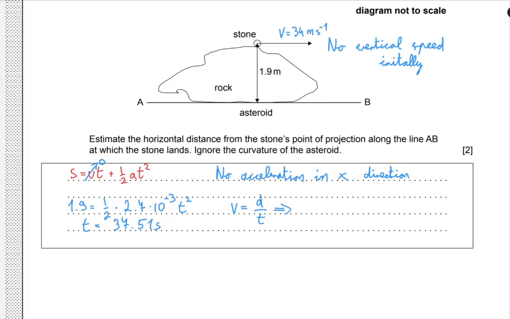So from this we can just see that if an object travels at constant velocity for some time t, then the distance it will travel is just v times t. So 34 times 37.51, which if rounded will give us 1,300 meters, again to two significant figures.